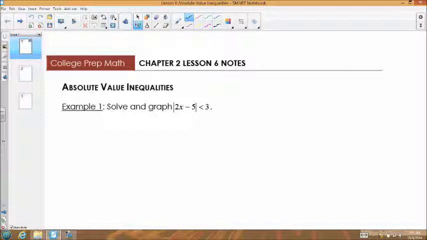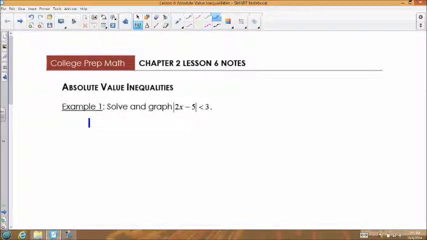Inequalities are basically going to be the same idea. The only difference is when we set it to the opposite sign, we have to remember to flip the inequality because it's basically like thinking of it as dividing or multiplying by a negative, and whenever you divide or multiply by a negative, you have to flip the sign for an inequality.